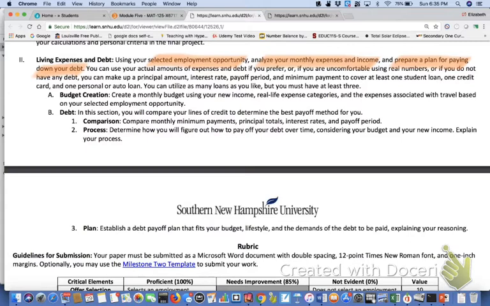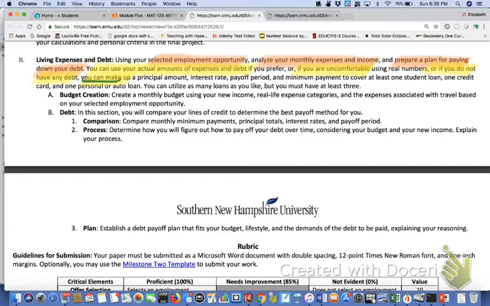So it tells you that you can use your actual amounts of expenses and debt. Okay, so first of all, you can use your real life numbers if that's what you feel comfortable doing. However, I understand you might not be comfortable with me being in all your business and knowing your exact figures. If you are uncomfortable with using real numbers, or if you do not have any debt, or you just don't want me to know about it, you can make up your own debts to include for the purposes of this activity, okay? You can just make them up.